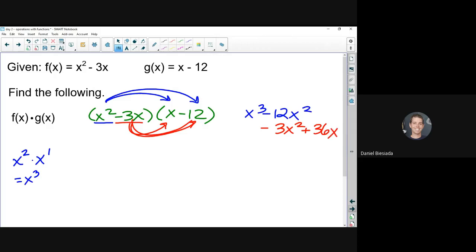And note how I kind of sorted this out. I put the like terms, which are the x squareds, on top of one another. Then I just add moving down the x cubed alone, the 36x on its own, and over here, I'm combining negative 12 plus negative 3, and that combination gives me negative 15x squared.